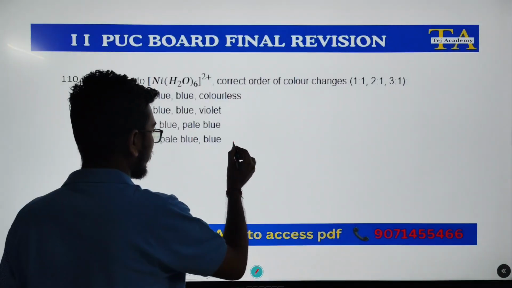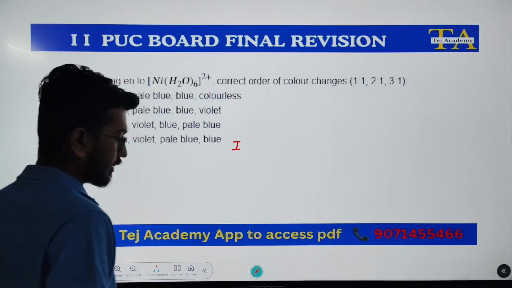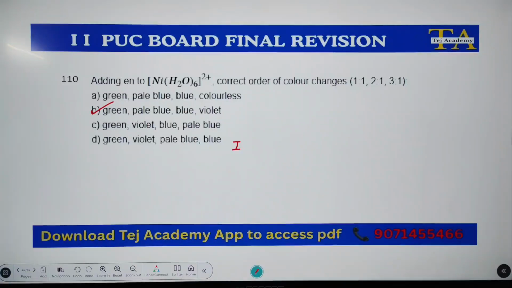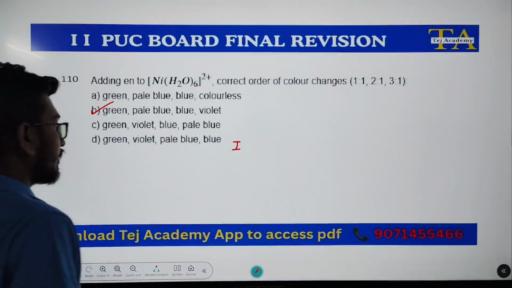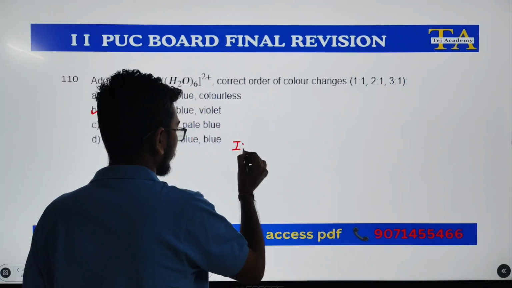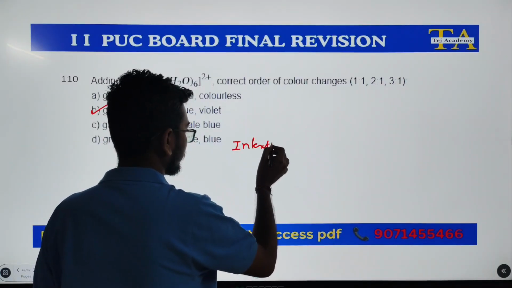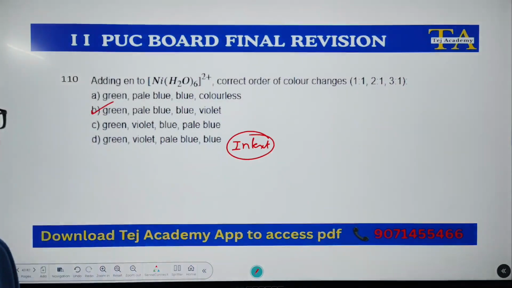This information I will just post in the comment, or I will send the PDF link so that you can see this table. So in the text question, you will get green, pale blue and violet.